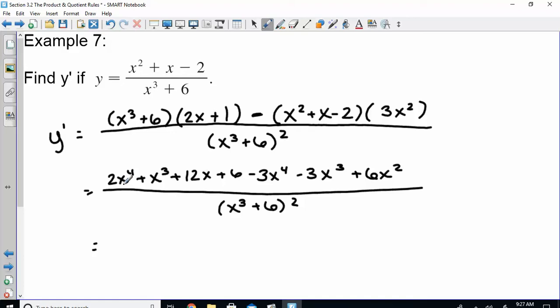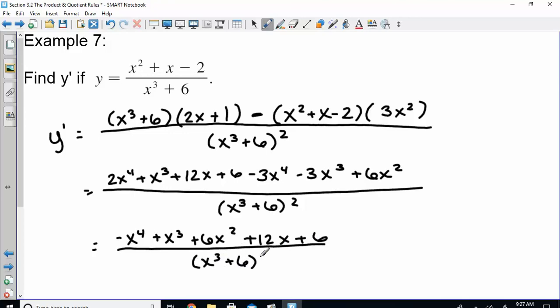So combining like terms. We have a 2x to the 4th and a negative 3x to the 4th, so that would be a negative x to the 4th. We have an x cubed. We have a 6x squared. You can put these in any order. I'm doing decreasing order, but you don't have to. Plus a 12x plus a 6. So this is one where we didn't really have another option. We would have to go this route.